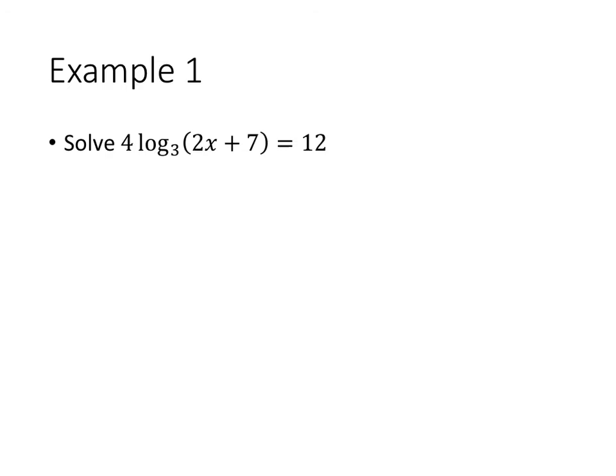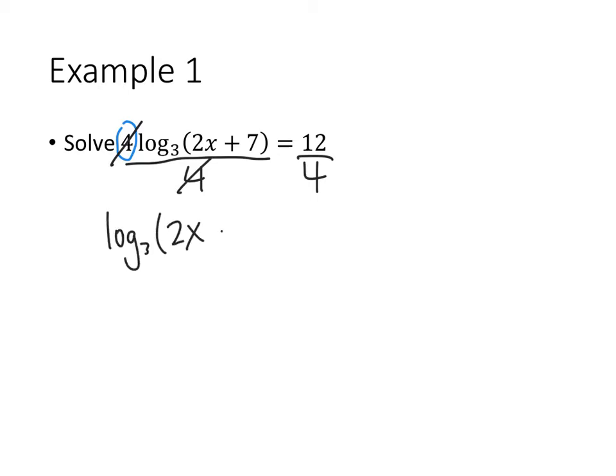So here's an example. We see here that we only have one logarithm, so we don't have to use any logarithm rules to get the log by itself. However, notice the number 4 that's being multiplied by the logarithm. We can't rewrite this equation in exponential form until we get rid of that 4. So the very first step we'll need to do is to divide both sides by 4. On the left-hand side, the 4's divide out, and we just get the log base 3 of 2x plus 7 equals 12 divided by 4, which is 3.